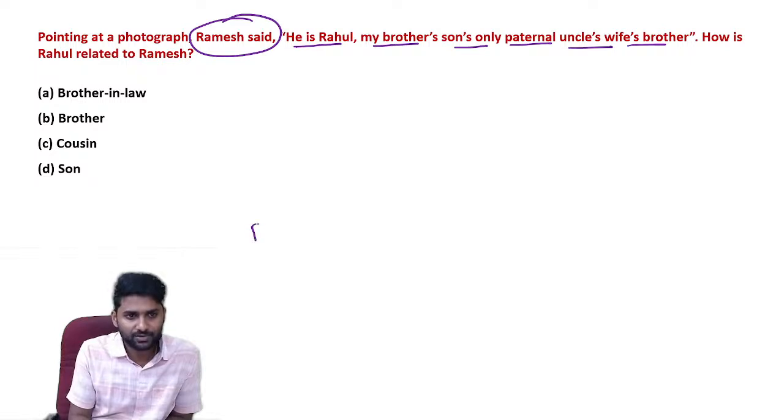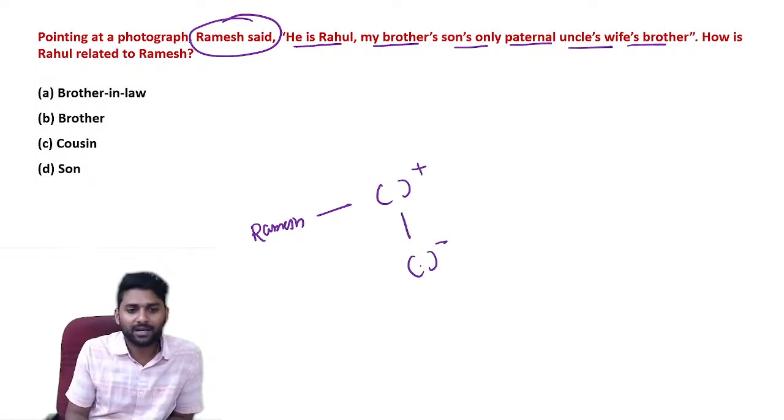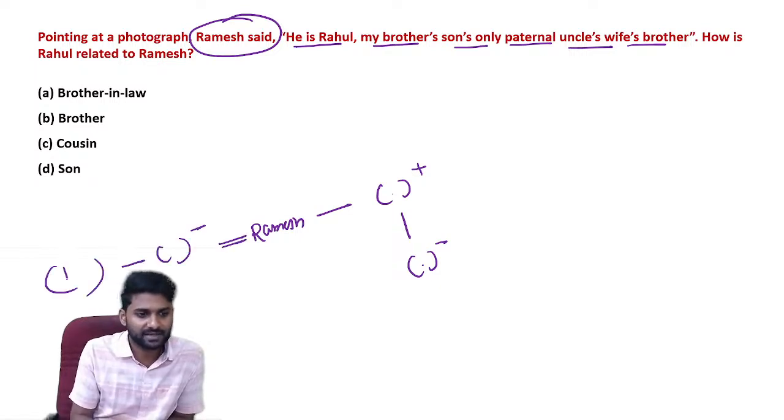See, it is all about Ramesh. Ramesh clearly mentioned his brother's son's only paternal uncle. Only paternal uncle means only father's brother. Again, they are talking about Ramesh: paternal uncle's wife's brother. Wife's brother is, this is the diagram.